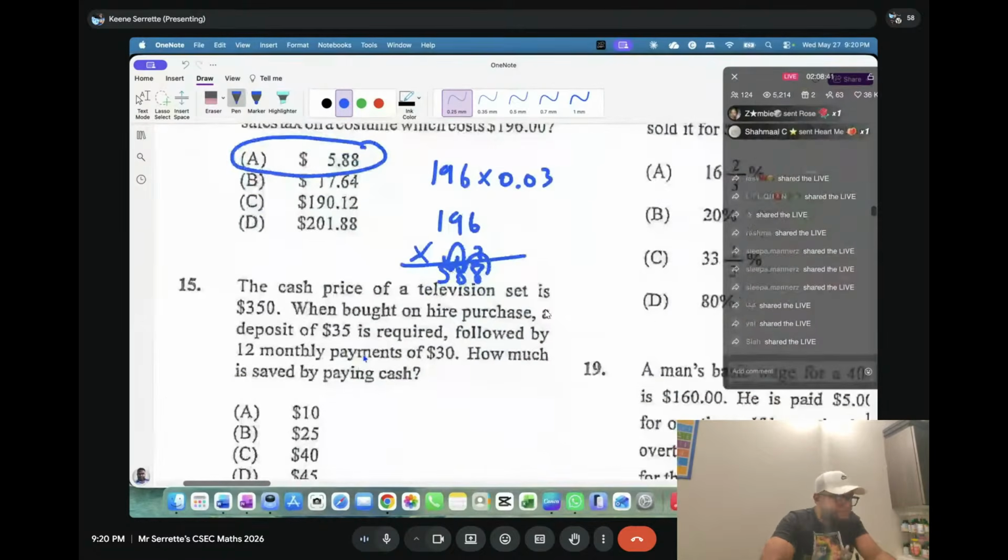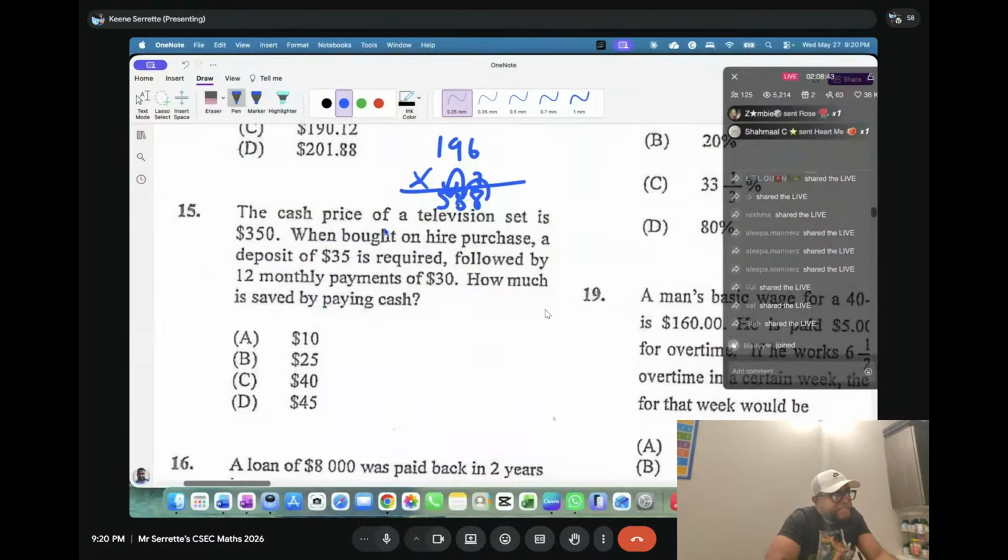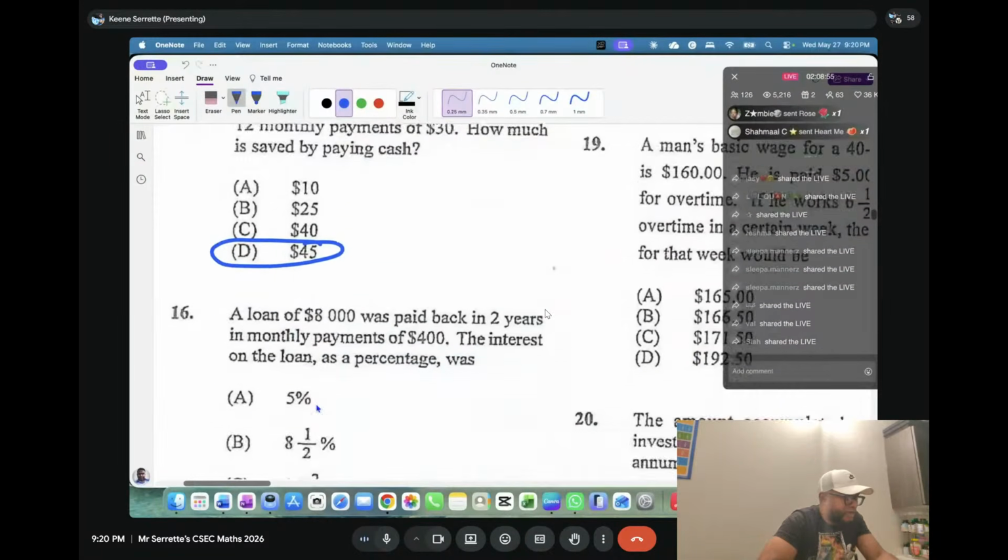So there we go. The cash price of a television set is $350. Hey, what is this? Does that repeat? I won't waste time on a repeat, we just did that last night.